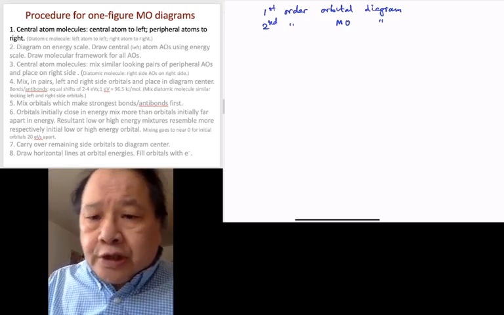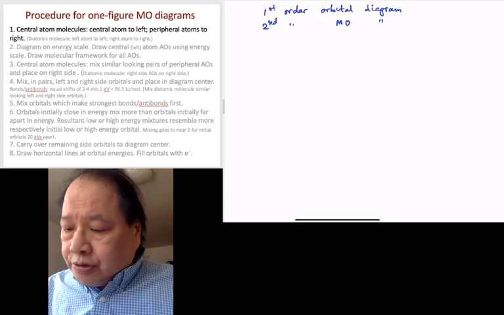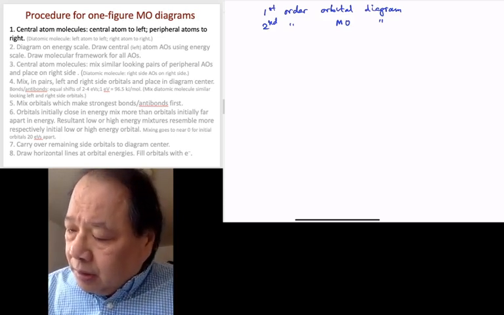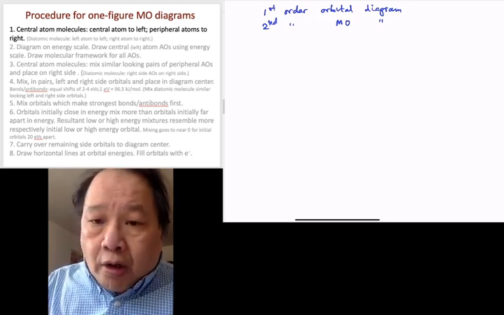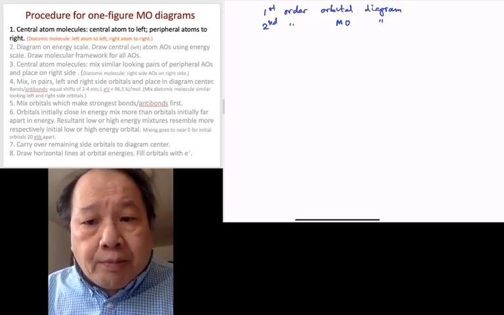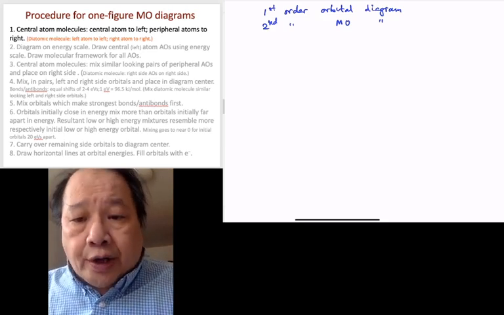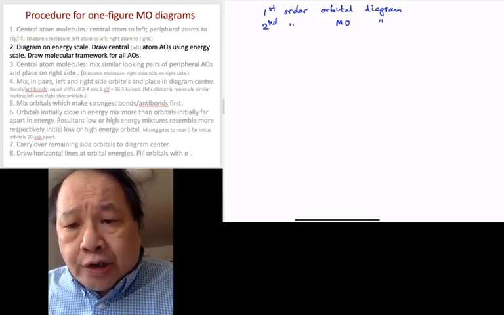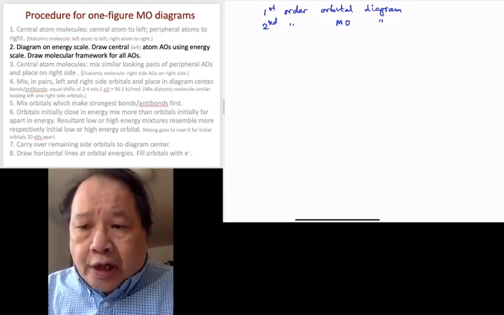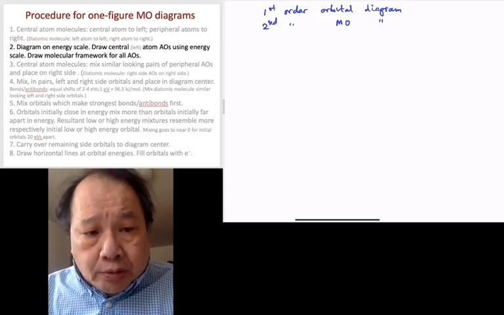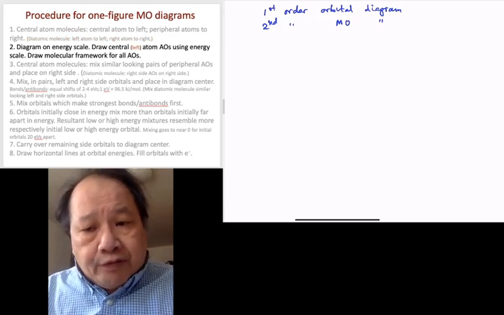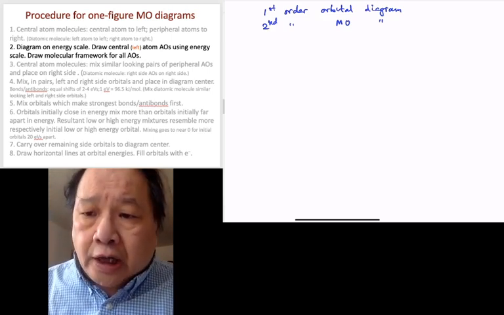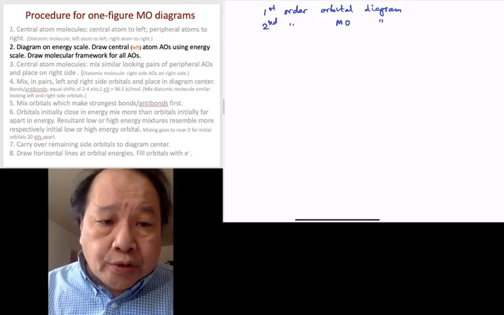For central atom molecules, the central atom is to the left and the peripheral atoms are to the right. For diatomic molecules, the left atom is to the left, the right atom is to the right. The diagrams are on an energy scale. We draw the central atom AOs using this energy scale, and we always draw the molecular framework. If we have a diatomic system, we put the left atom, we draw its AOs, and we again draw the molecular framework.